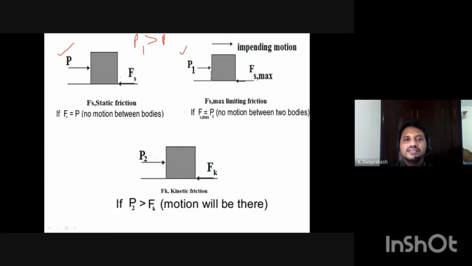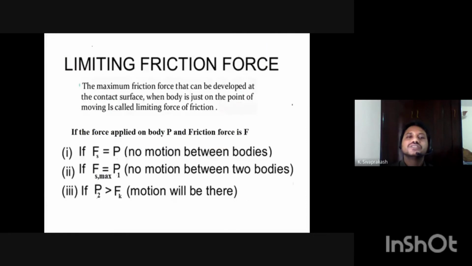See here, when you apply the force P, the friction force developed is Fs. If you increase the external force to P1, the frictional force also increases. Fs max means the maximum frictional force developed to resist the motion of the body. The maximum force developed to resist the motion of the body is known as the limiting friction force. That is the definition of the limiting frictional force.